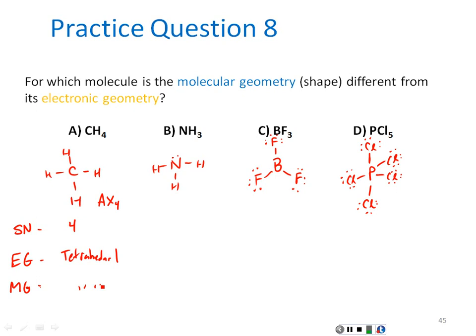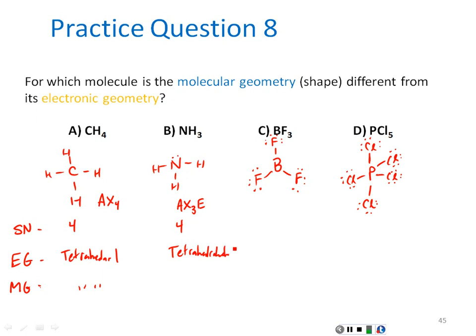Let's look at ammonia, NH3. The generic formula would be AX3E1, because there is one lone pair on nitrogen. So its steric number is also going to be 4, right? 3 atoms bound to it, 1 lone pair. That would be a steric number of 4. What is the electron geometry? Well, the steric number is 4, so the electron geometry is also tetrahedral.